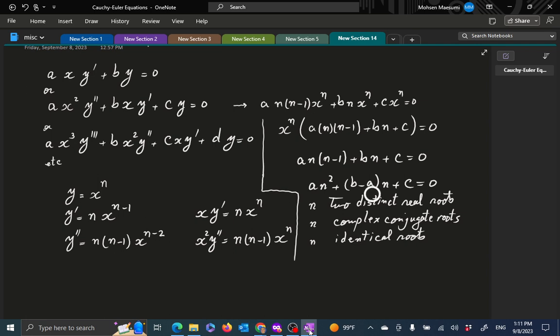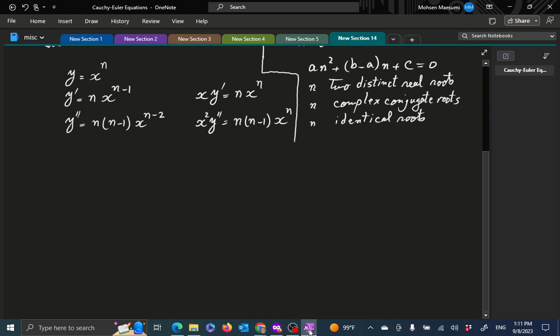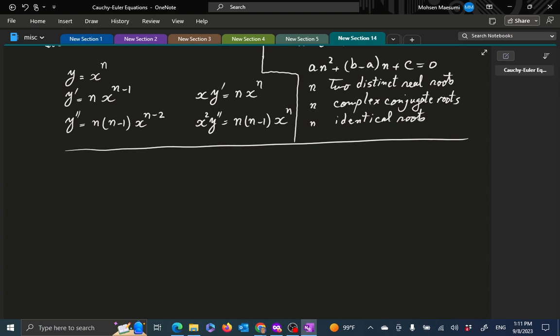We can of course write the formula for it, but perhaps it's best to go ahead and practice some straightforward examples here. So suppose I have x squared y double prime minus 2x y prime minus 4y is equal to 0.